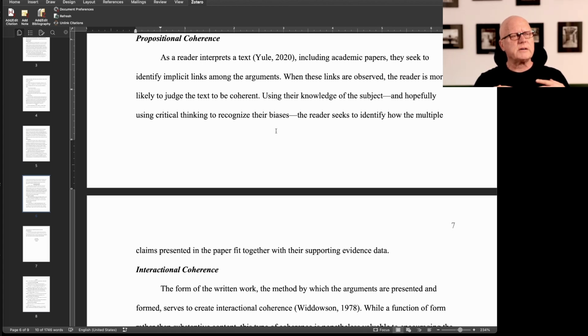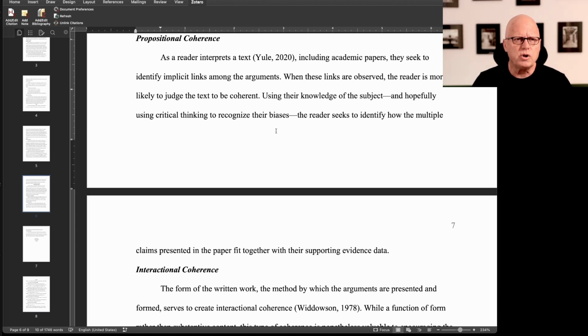And coherence is not something that one usually recognizes when it exists, but we recognize it when it doesn't exist. When a paper goes off topic and onto a tangent and may or may not return to the primary thesis presented at the beginning of the paper.